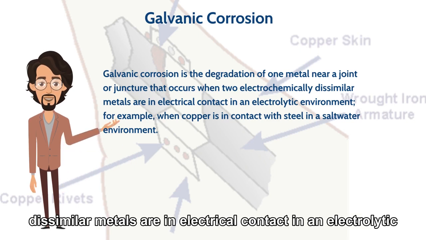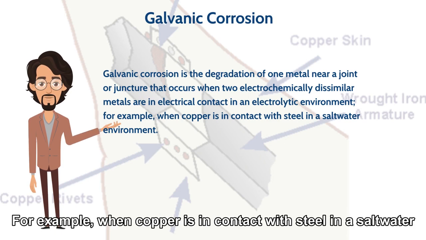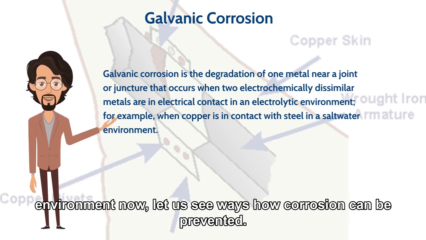Galvanic corrosion is the degradation of one metal near a joint or juncture that occurs when two electrochemically dissimilar metals are in electrical contact in an electrolytic environment, for example, when copper is in contact with steel in a saltwater environment.